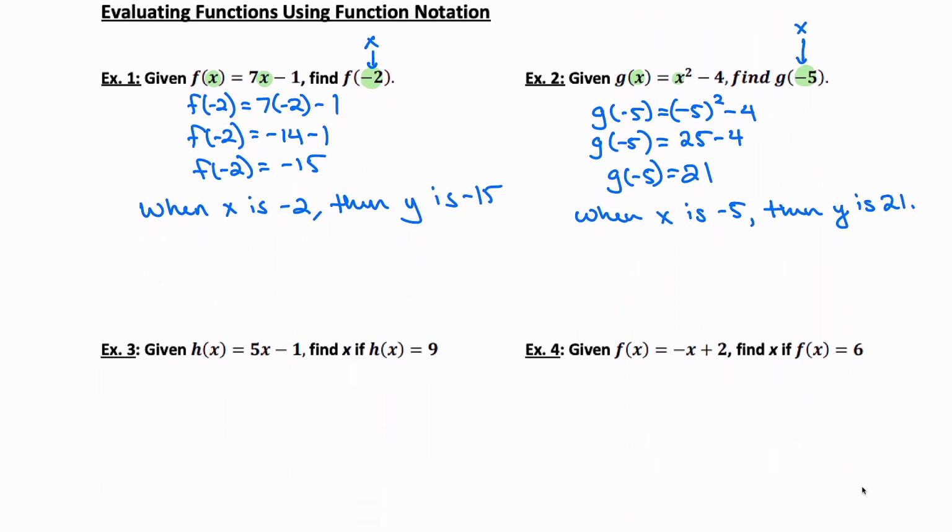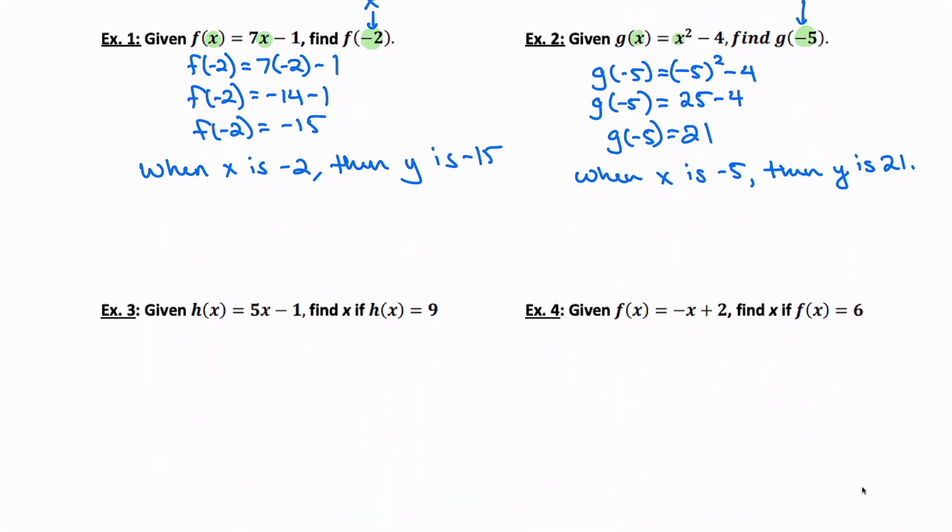All right, these next two examples are going to be a little bit different because this time they're saying, given h of x is equal to 5x minus 1, find x if h of x equals 9. First of all, they're telling you to find x, so you know you don't have it. Second of all, they did not replace the x. Instead, they wrote h of x, which remember, this really means your y is 9. So I'm going to write this whole thing is y is 9. They're telling you that the answer is 9.